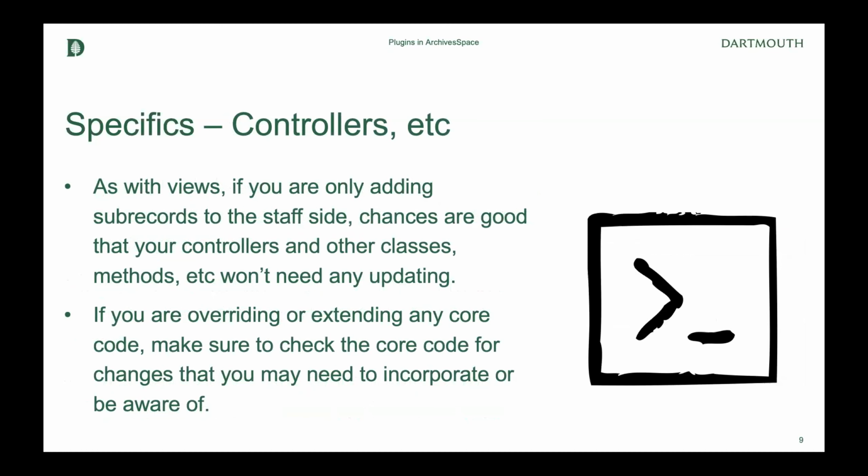Controllers, again, if it's a self-contained data model that you're talking about, like just a subrecord, chances are pretty good that you probably won't need to make a lot of changes. But again, you need to check. If you're overriding or extending core code, that's where you really need to dig in and make sure that what you're doing isn't conflicting with the core code, and that the core code hasn't added any new functionality that you need to incorporate.